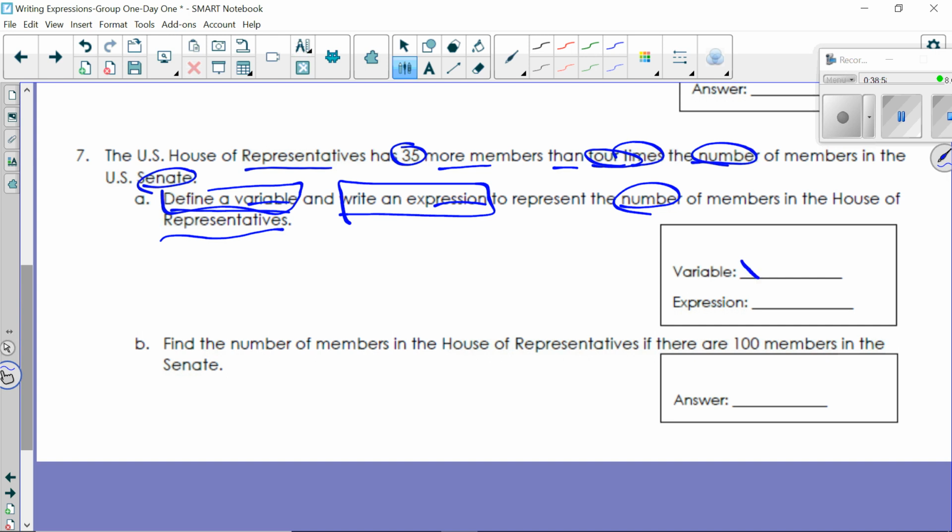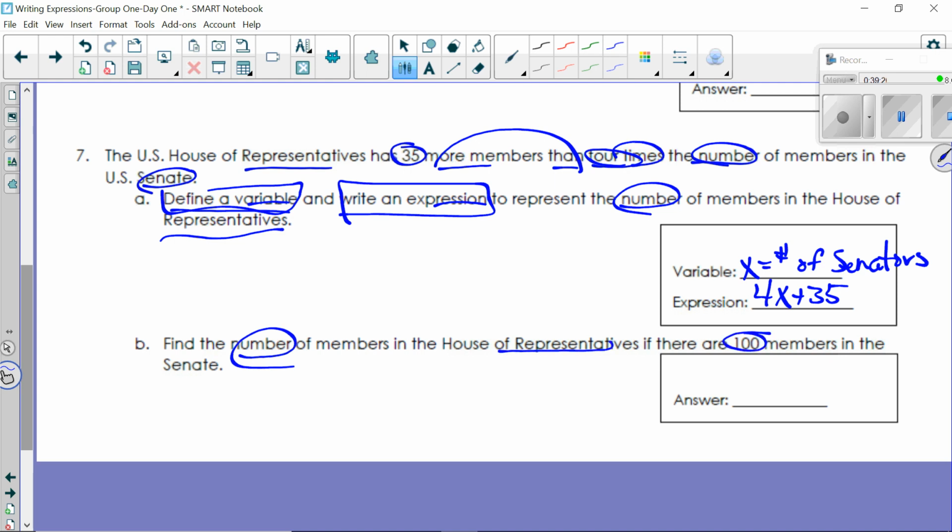So in this case, my variable X is the number of members of the Senate. My equation: 35 more than, that's a flipping phrase telling me I need to flip it. 4 times my variable, so I do my 4 times my variable and add 35. Now they say find the number of members in the House of Representatives if there are 100 members in the Senate. So basically, we now know what my variable is. 4 times 100 plus 35. Order of operations, I multiply 4 first. 400 plus 35, or 435 members of the House of Representatives.